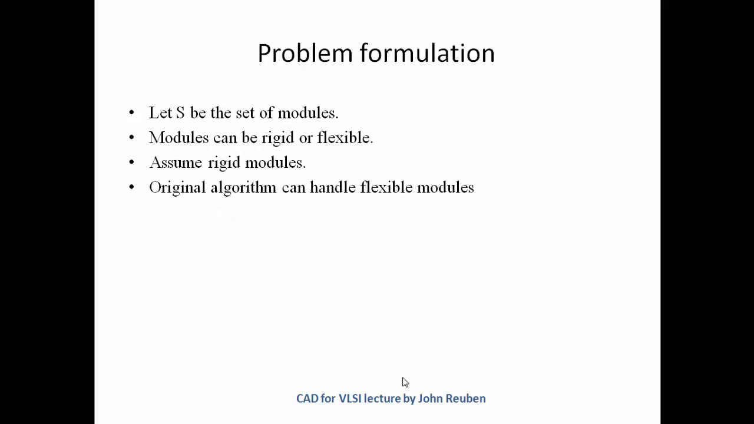So how do we formulate the problem? There are a set of modules, and the widths and the heights of the modules are known, and in the original algorithm the modules can be rigid and also flexible. The original algorithm can handle both the cases, but in our case for this lecture we'll assume that the modules are rigid. That means their widths and the heights are fixed.